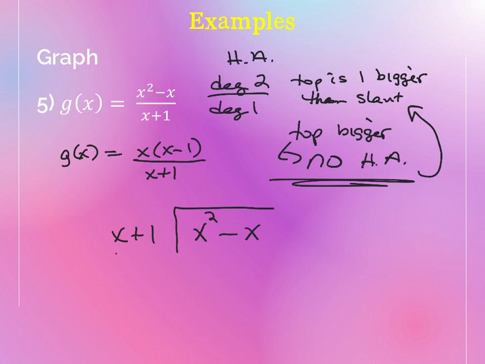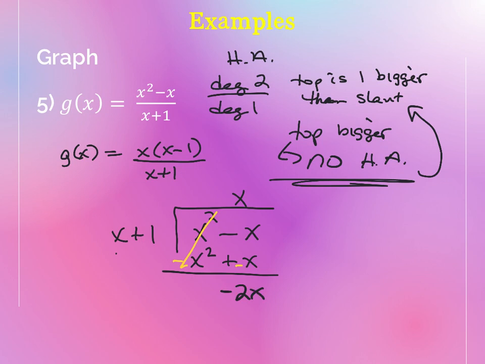What do I need to multiply x by to make it x squared? I'm going to multiply it by x. So x times x gives me x squared. x times 1 just gives me x. I switch the signs to opposite. That's gone. And now this leaves me with negative 2x.